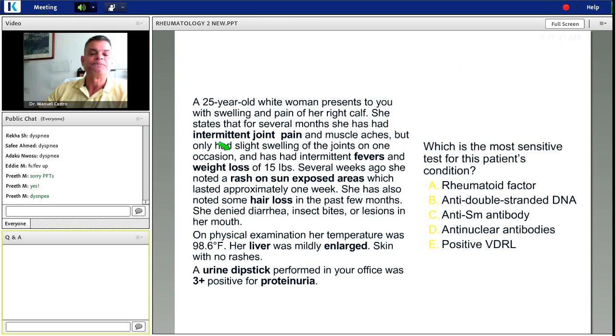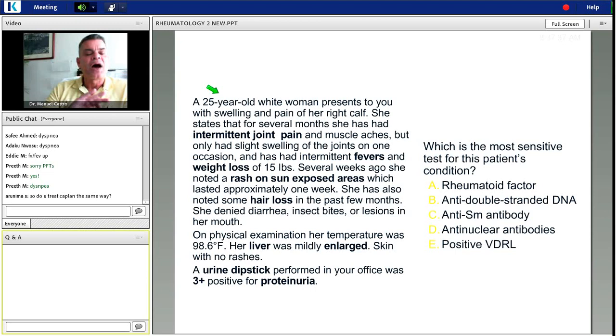Now let's look at another case and see what's going on. A 25-year-old white woman presents to you with swelling and pain of the right calf, okay? She states that for several months she has had intermittent joint pain and muscle aches, but only had slight swelling of the joints on one occasion. Very mild swelling, okay?